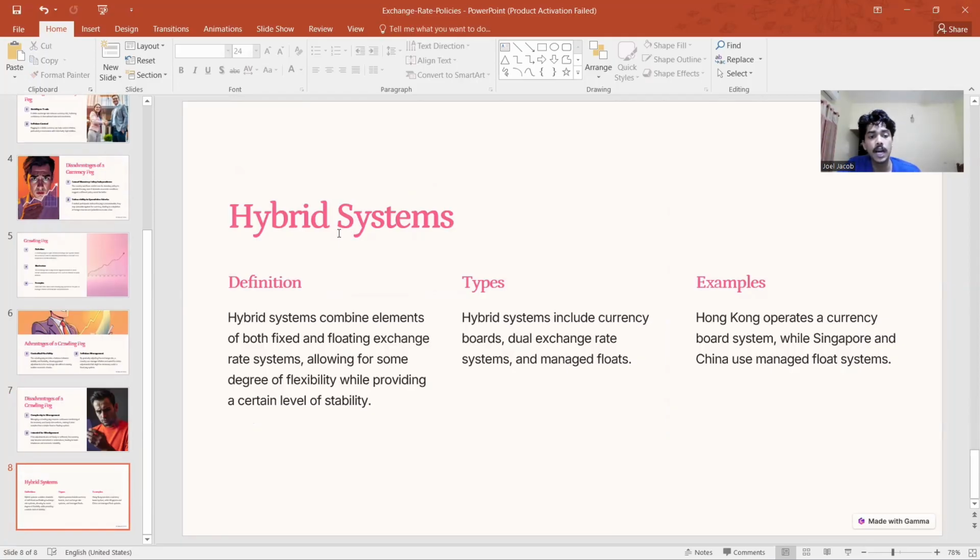A hybrid system combines elements of both fixed and floating exchange systems, allowing for some degree of flexibility while providing a certain level of stability. So it is a mix of both. And hybrid, as the name suggests, is a mix of fixed and floating. So it gives you flexibility as well as stability. And types: hybrid systems include currency boards, dual exchange rate systems, and managed floats. Example: Hong Kong operates a currency board system, while Singapore and China use managed float systems.